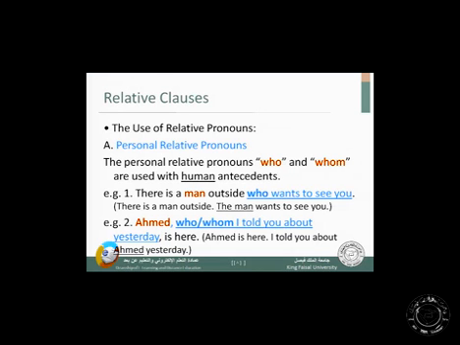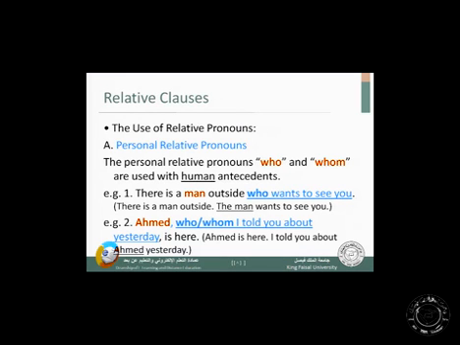So here certain pronouns are used with personal antecedents, which these pronouns are who and whom. So the personal relative pronouns who and whom are used with human antecedents. For example, there is a man outside who wants to see you. The relative pronoun here is who, the relative clause is who wants to see you, and it points to man, which is human. So who points to a human antecedent, which is man.